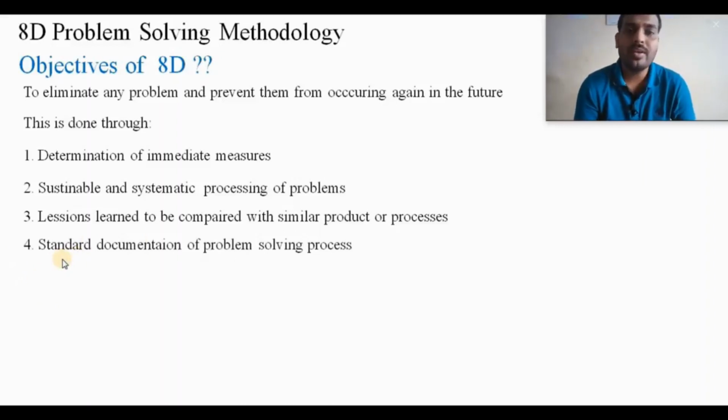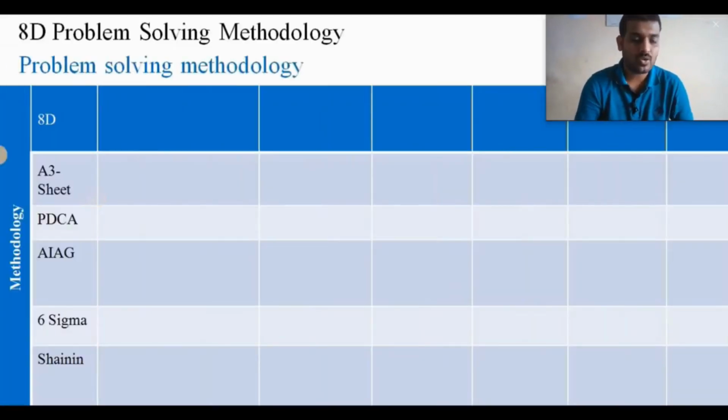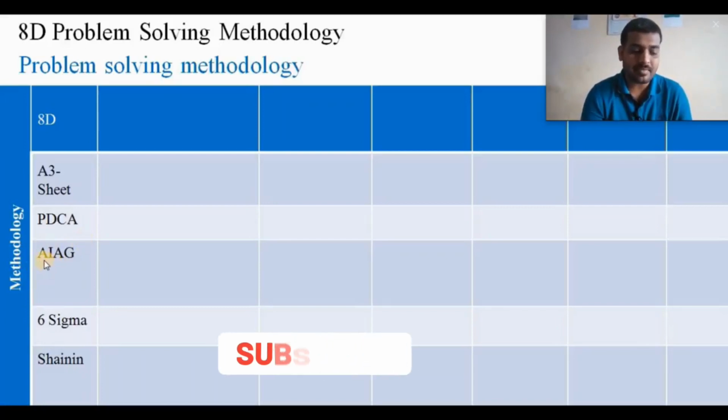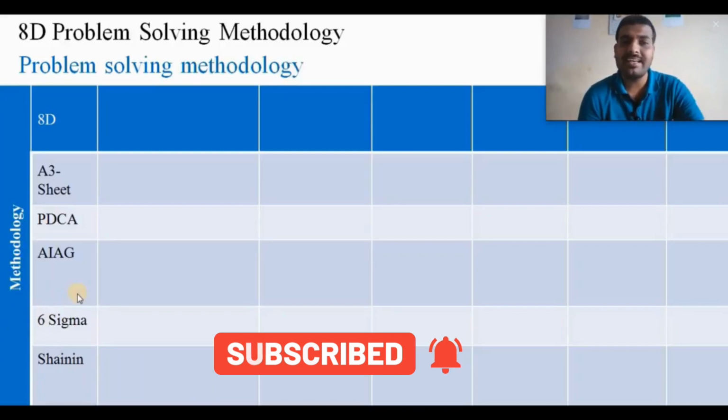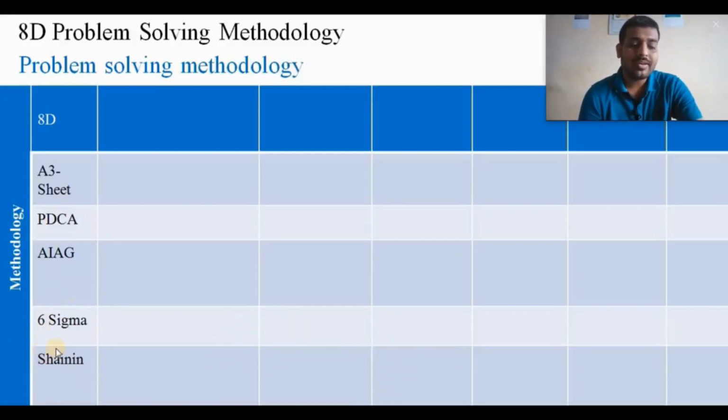Now we will learn various types of problem solving methodologies. As you can see, I have written various types of methodologies like 8D, then A3 sheet, then PDCA, then AIAG. AIAG stands for Automotive Industry Action Group. Then Six Sigma, you all might be aware of Six Sigma, and then Shainin. Shainin is an advanced methodology. So now we will learn in brief what those methodologies contain. The first is 8D.